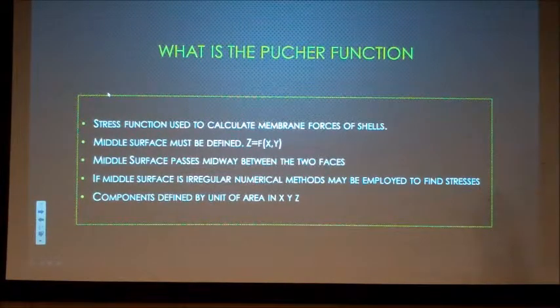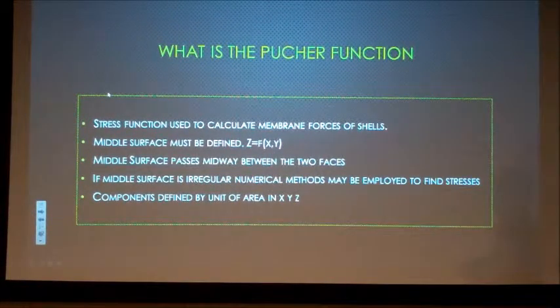The definition of the middle surface is that it passes between the two faces. In other words, you have a shell structure, and you're looking at the midpoint of that surface. So however deep it is, that's what your mid surface is. If you have an irregular mid surface, such as your client wants an undulating surface and there isn't a function that describes it, that's where numerical methods can be employed to find those stresses. It can also be used to evaluate a function that does have a continuous curve to it.